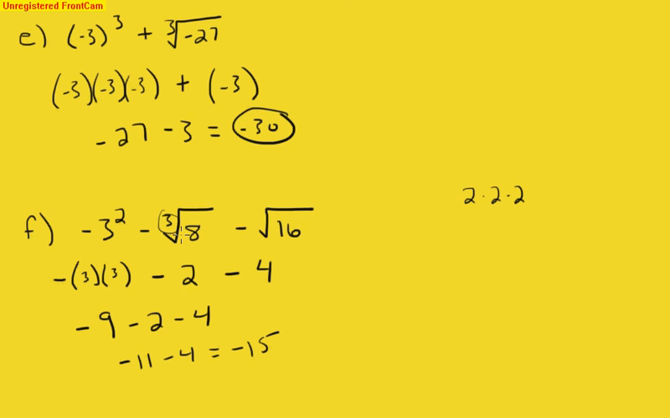And again, looking at the book, getting a little sloppy here. It looks like this was supposed to be negative 8, which makes this negative 2, because negative 2 times itself 3 times gives us negative 8. So if this is negative 2, this becomes positive 2, and this becomes negative 7 minus 4, for negative 11. So I guess you have to be more careful than me and copy a little more closely.